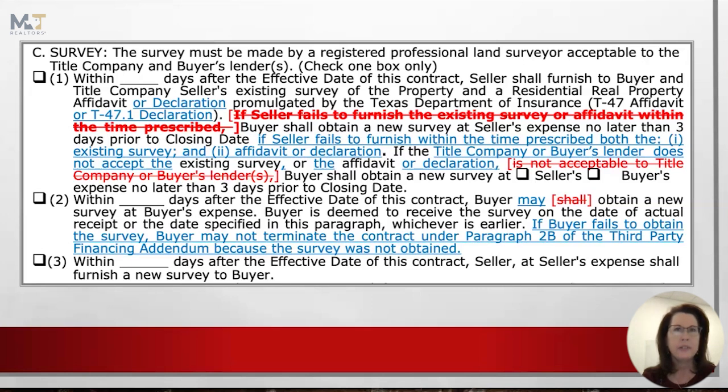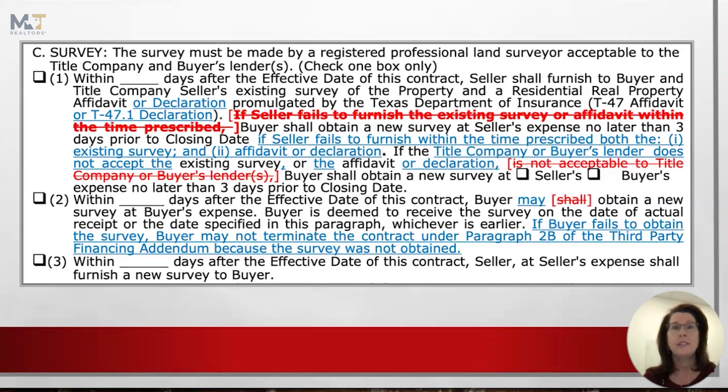If seller fails to furnish within the time prescribed both the existing survey and affidavit or declaration, so again, very important, listing agents, that your sellers get this information. You need to give them the forms and let them choose which one they want to do. If they want to do the T47 affidavit, remind them it has to be notarized, or they can use the unnotarized T47.1 declaration. Just note, I don't have that form here for us to look at, but you need to make sure that you know what that is. There is a requirement for the seller to put their birth date on there, so they may not want to do that. So if they don't want to do that, then they're going to need to get the affidavit and get it notarized.